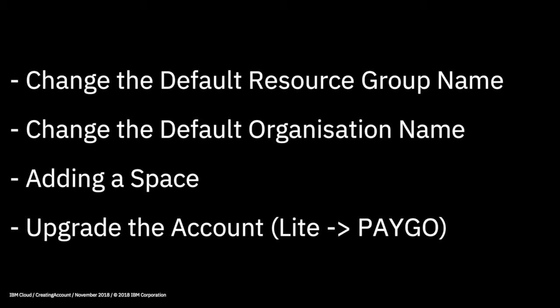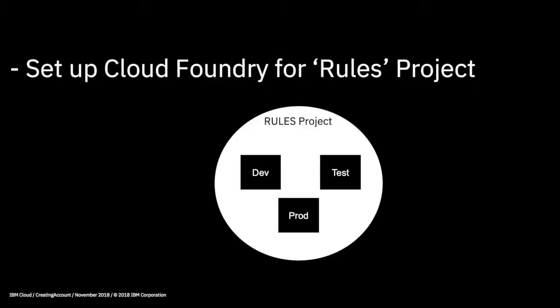Now, assuming that you've actually got a light account, the next thing we're going to do is upgrade the account to a pay-go account, and I'll show you how to do that. The next thing we're going to do is once you have an upgraded account, so you will need either a pay-go or a subscription account to do this.